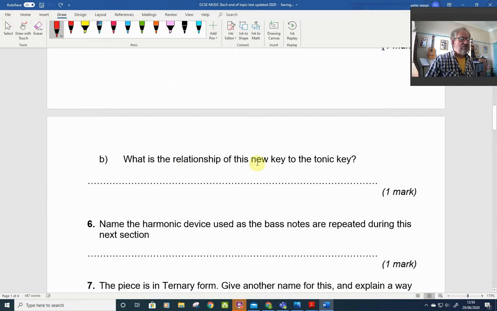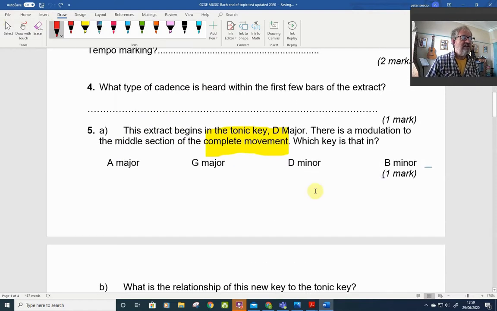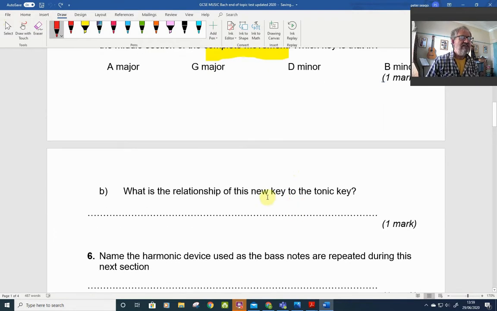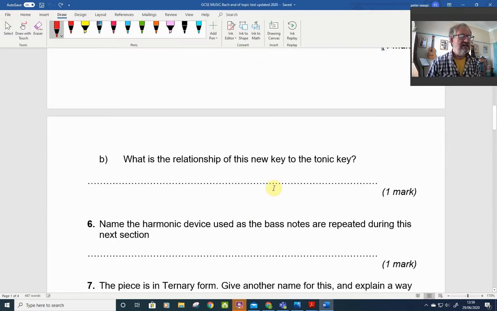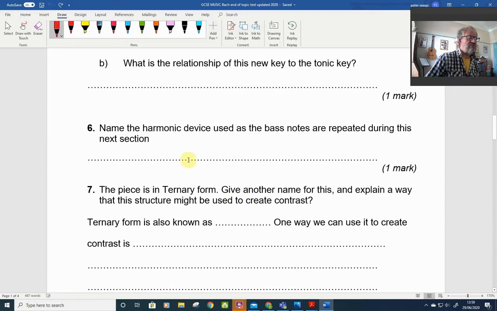What is the relationship of this new key to the tonic key? So the key that you've identified in question 5, how does that relate to the new key? Or how does the new key relate to the tonic key? There are two ways of explaining that, depending on which one you start with, the new key or the old key. But you should be able to find the answer out.